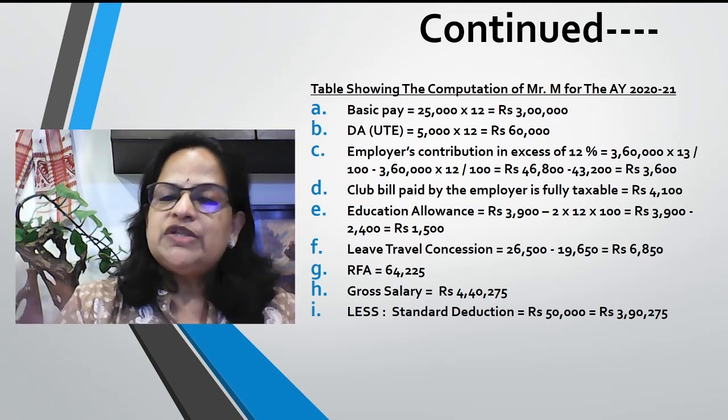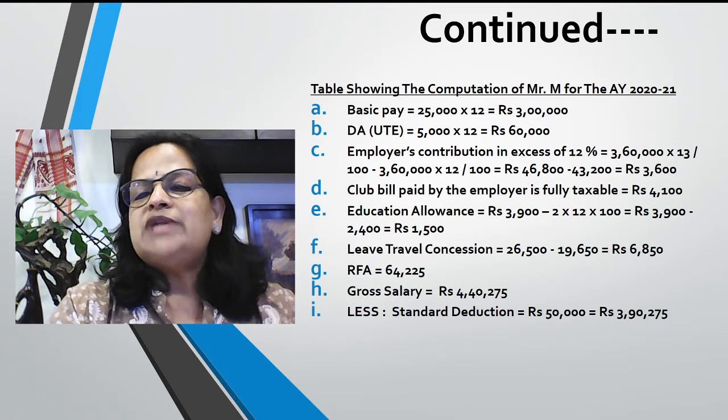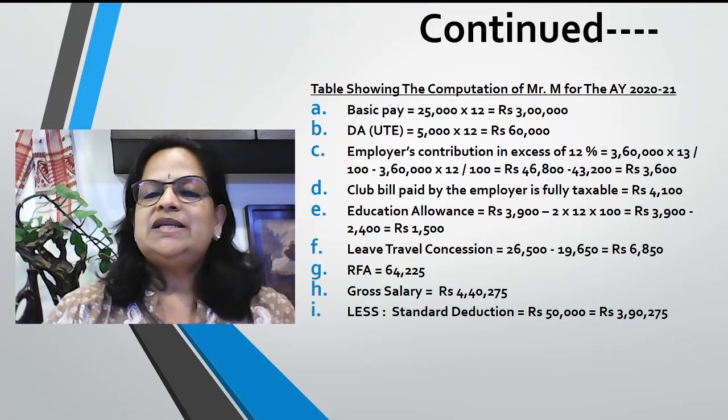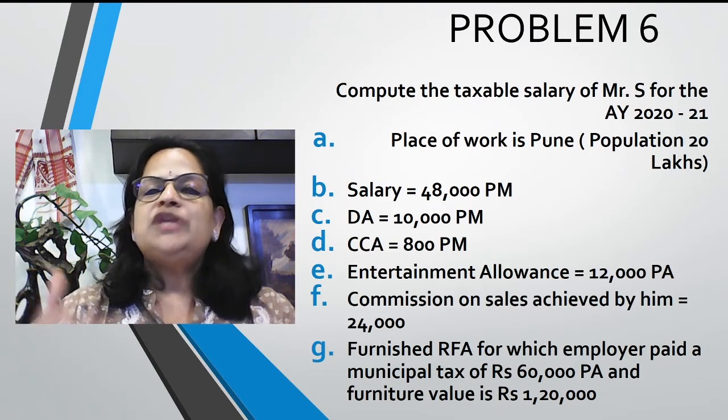4,40,275. Now standard deduction you have to deduct, that is 50,000. Now taxable salary is 3,90,275. That is the taxable salary. Now then we are going to the next problem.